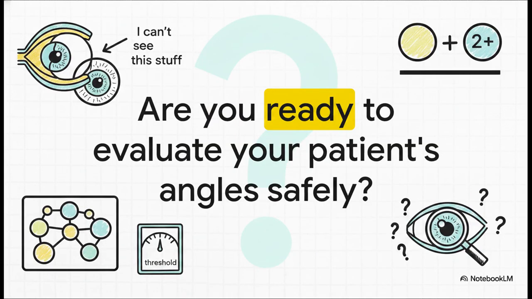By leaning on that "I can't see this stuff" mnemonic and strictly enforcing the 2+ rule, you can confidently protect your patients from pupillary block glaucoma. You've got the structural map and you've got the clinical threshold. So, my question to you is, are you ready to safely evaluate your next patient's angles? Think about how you'll implement this strict, structured assessment in your very next exam as you head back into the clinic.